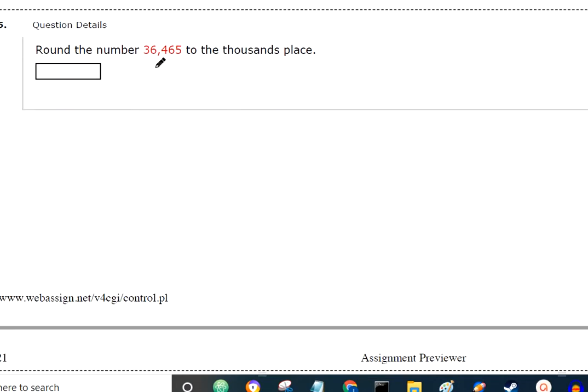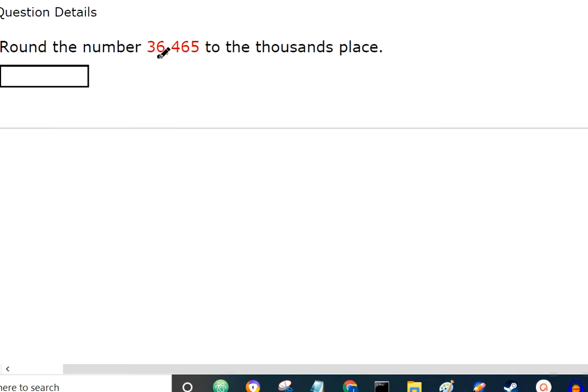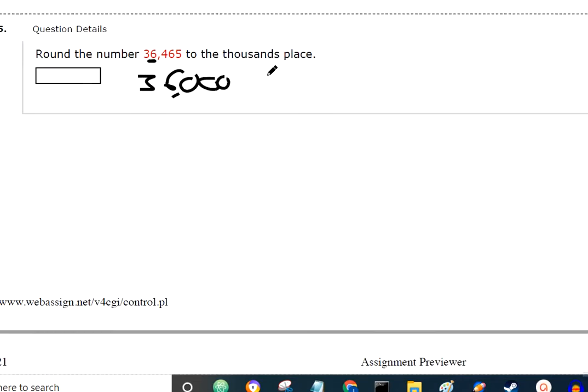Question 15 asks us to round to the thousands place. So this is the thousands place. You only look at the digit directly to the right. Don't look at any other ones and say, oh, I can round this one up, and that rounds the other one up. The digit to the right of the thousands place is a 4, so that's considered low. So 36,000 is our answer, rounded to the thousands place.